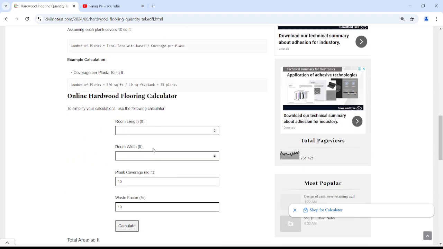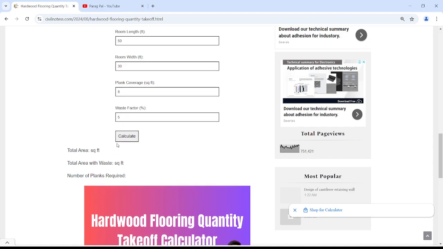Now I'm taking another example. Just take an example that I have a 50 feet room length and a 30 feet width, which gives the total area of the room. Now I consider that the plank I'm going to bring from the market is 10 square feet, or just take an example of 8 square feet. Okay, and I consider a 5 percent waste factor, right? So you can see I can calculate this, so I can understand 1500 square feet is the total area. The total area including waste is 1575 square feet, and you require 197 planks to do this construction.